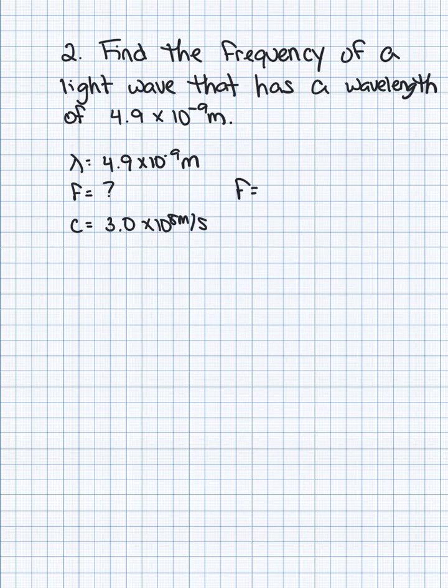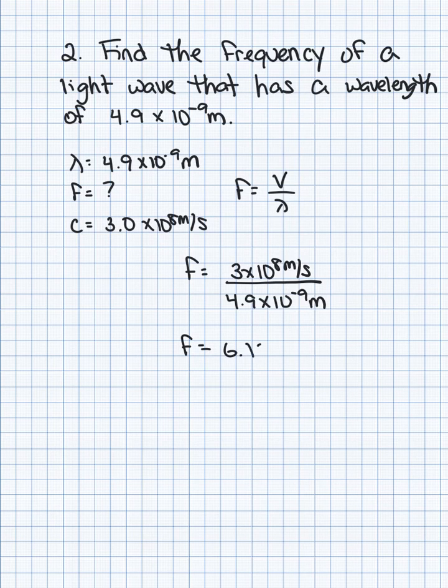Frequency is then speed over wavelength, so my setup is going to have 3 times 10 to the 8th meters per second divided by 4.9 times 10 to the negative 9th meters. When you do that out, the frequency of this wave is going to be 6.12 times 10 to the 16th, and our unit of frequency is hertz.